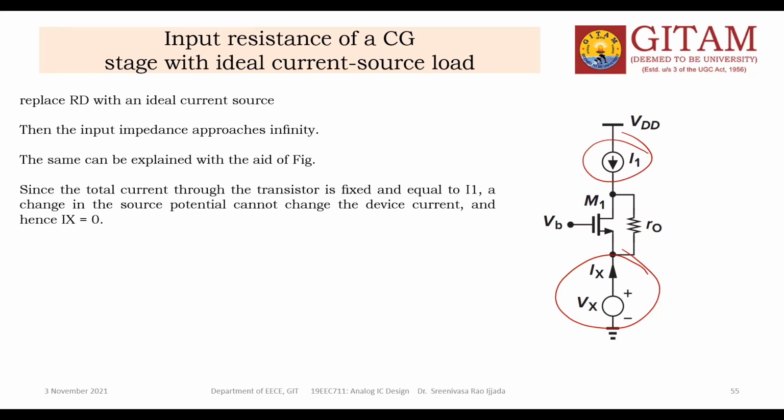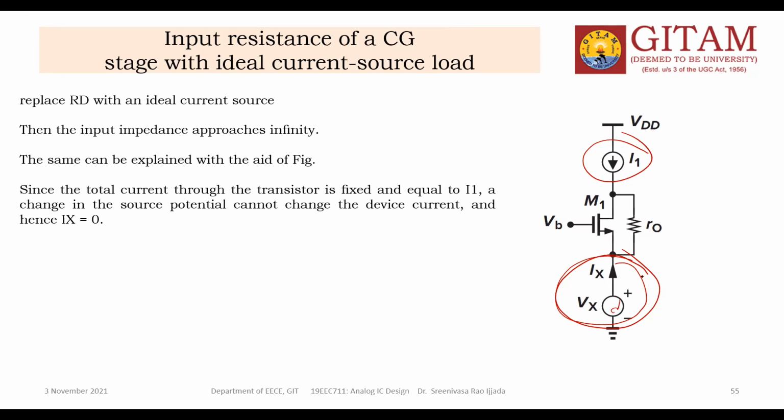Suppose there is any change in the source potential. Ix is the current due to the voltage source. Any change in the input voltage should cause a corresponding change in the current Ix. But because there is only one path, from top to bottom, a constant amount of current is flowing, so that change will not take place. Since the total current in the transistor is fixed and equal to I1, a change in the source potential cannot change the device current, and hence Ix is 0.